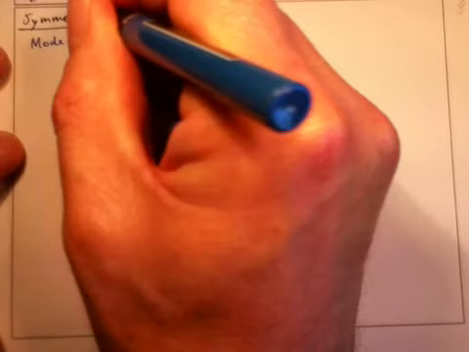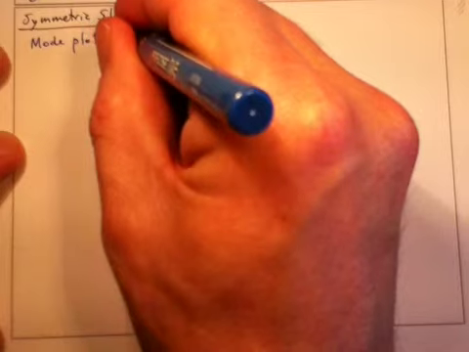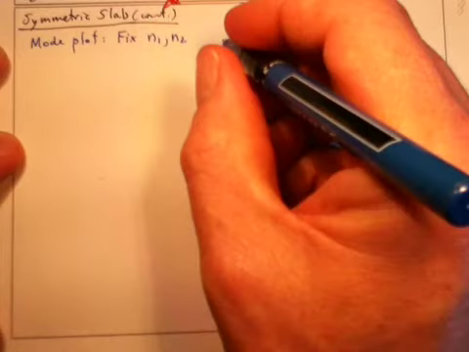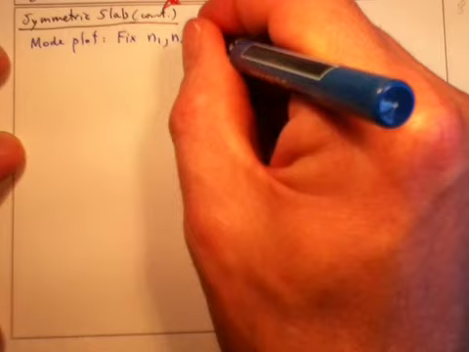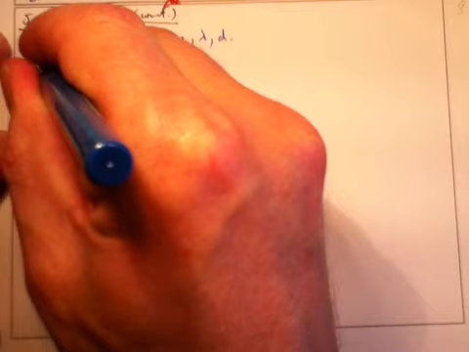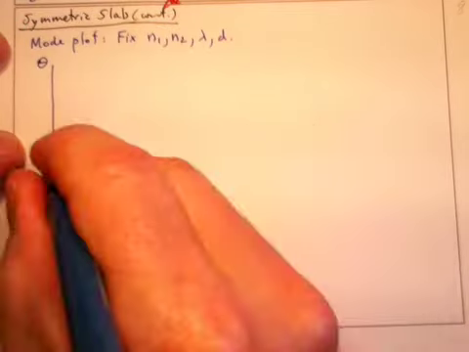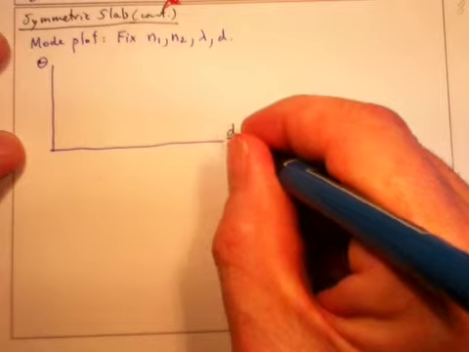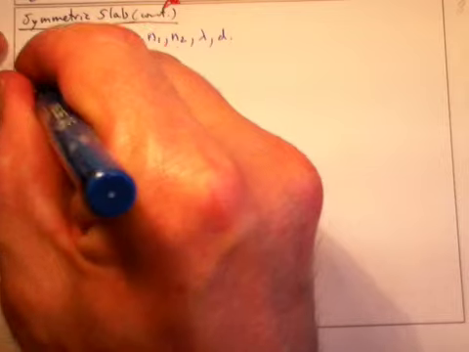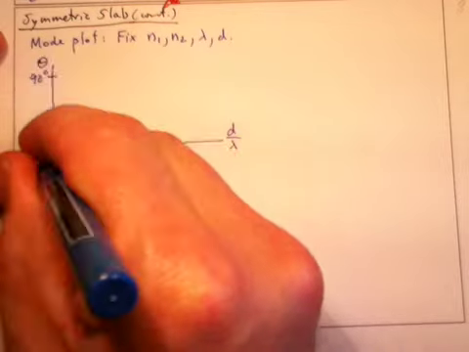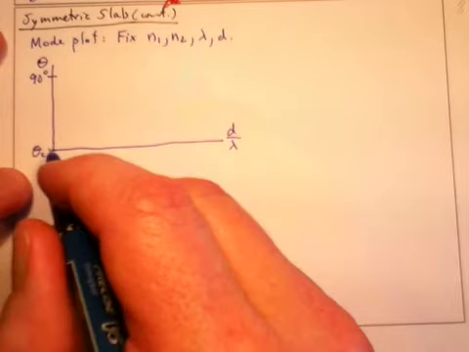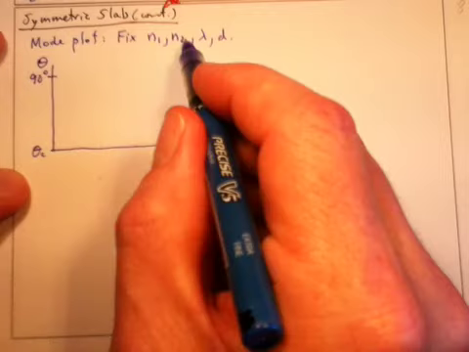What we're going to do is consider fixed n1, n2, the indices, and we're going to fix lambda and d also now. Now we're going to plot theta versus the dimensionless waveguide thickness, d by lambda, and we're going to plot theta from the critical angle up to 90 degrees. The critical angle depends on n1 and n2, and so making this whole plot is done knowing n1 and n2.